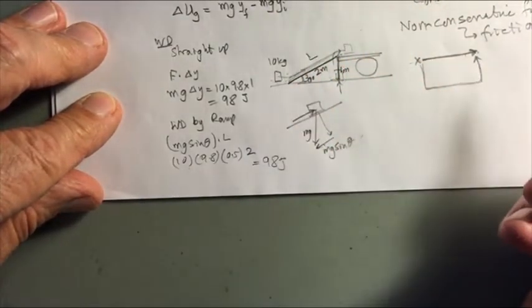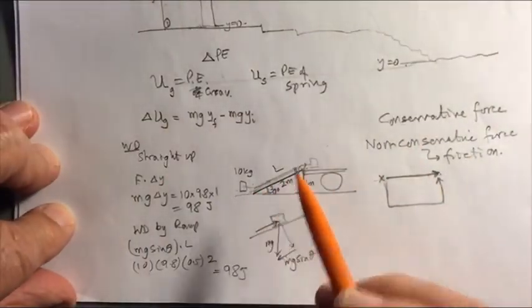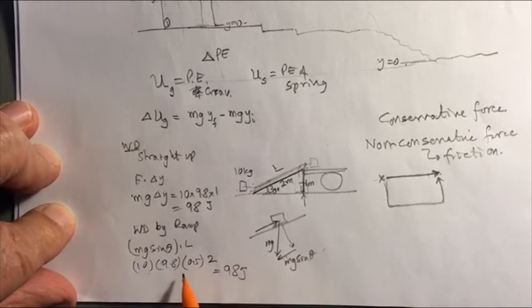Then what's the advantage of using a ramp? Well, the advantage is that you need to apply a much smaller force equal to this value. So that will be 98 by 2, so 49 newtons would be the force.